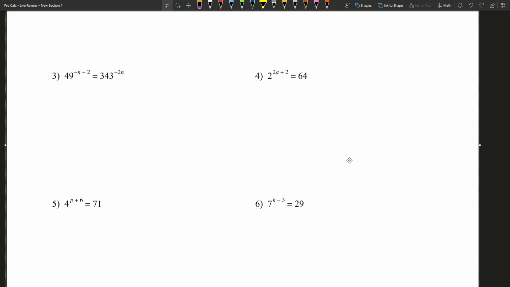Yep. All right. 3 and 4 are exactly like the ones we just did. So we're trying to get the same base on both sides. And this is a little bit trickier and it takes a little bit of practice. A common base between 49 and 343. 49 is a perfect square of 7 and really nothing else. So it has to be 7. All right. So we can rewrite 49 as 7 squared. And that's being taken to the power of negative n minus 2.